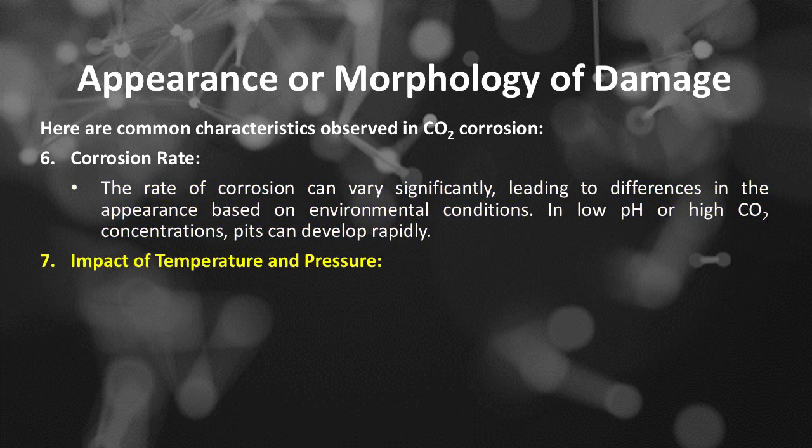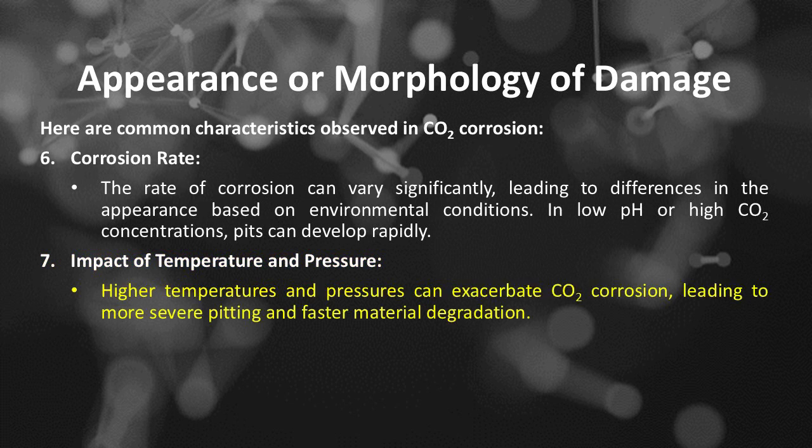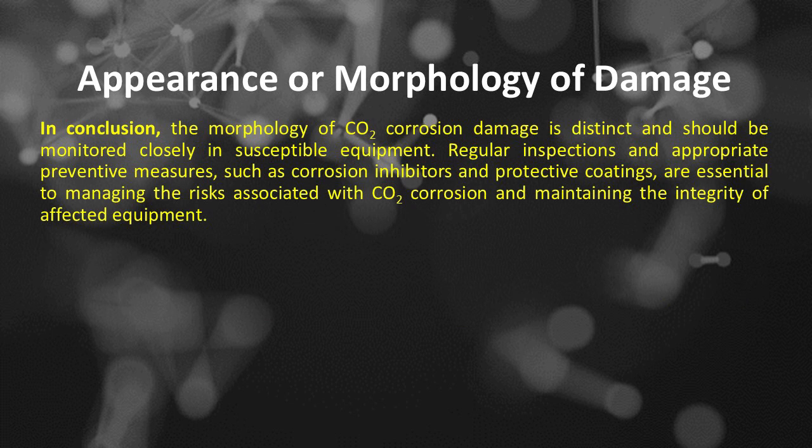Characteristic number 7 is impact of temperature and pressure. Higher temperatures and pressures can exacerbate CO2 corrosion, leading to more severe pitting and faster material degradation. In conclusion, the morphology of CO2 corrosion damage is distinct and should be monitored closely in susceptible equipment.